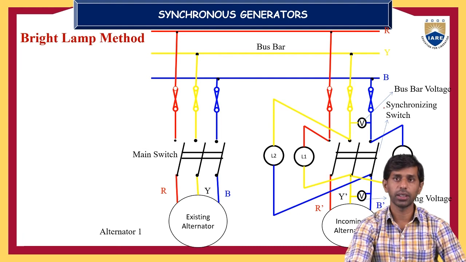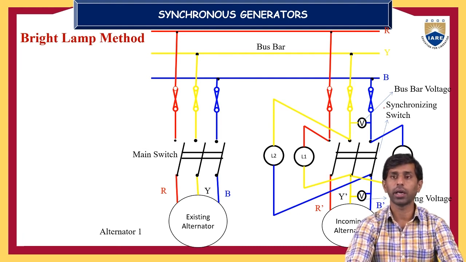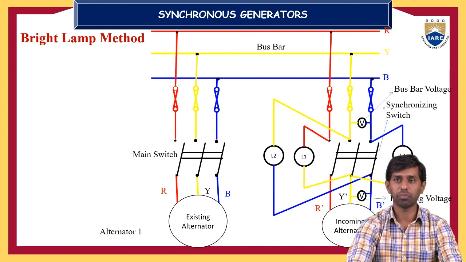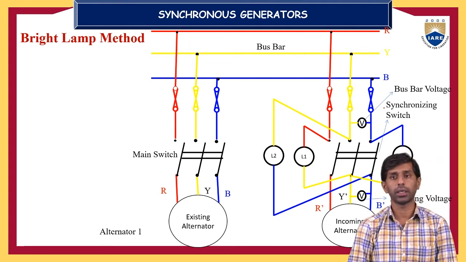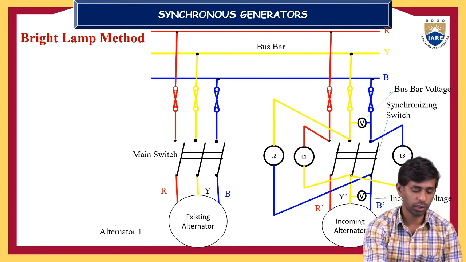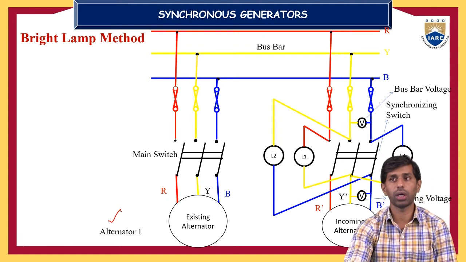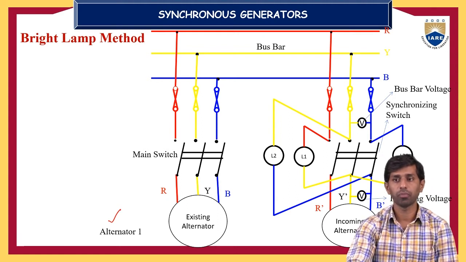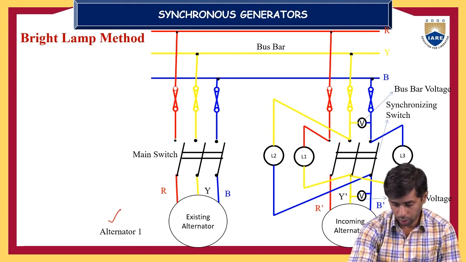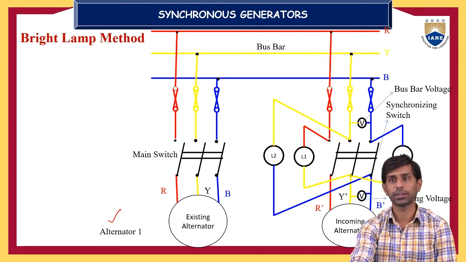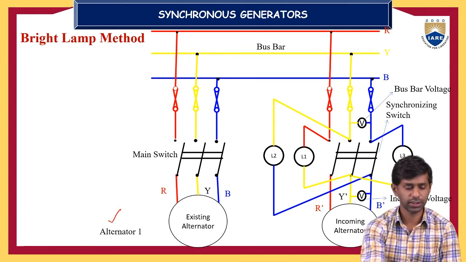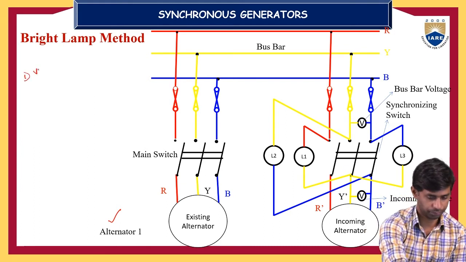And similarly, there is quite a similar method called the bright lamp method for synchronizing the alternator in parallel with the existing alternators or bus bar. So anyway, alternator 1 is already connected to the bus bar, and I am going to connect alternator 2 in parallel with the bus bar system. In a similar way, for the first condition, you have to check voltage.